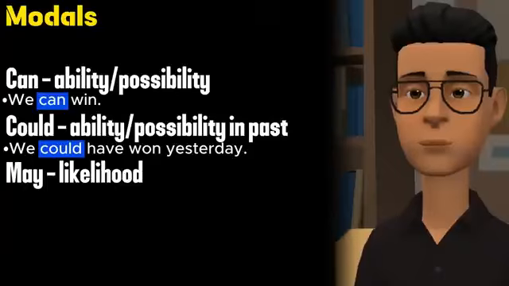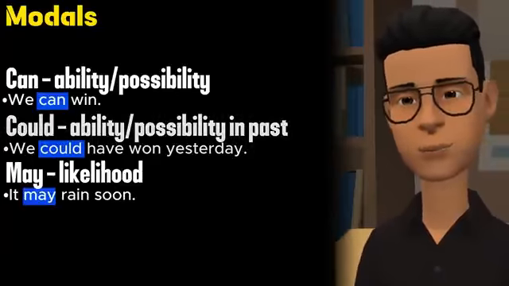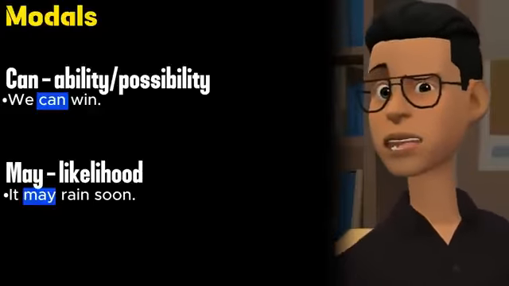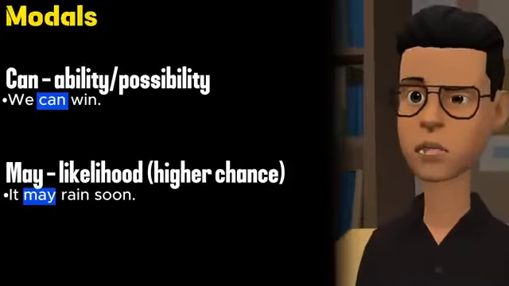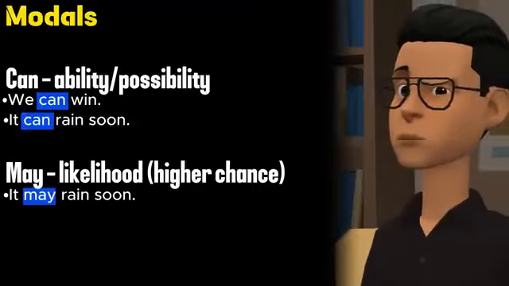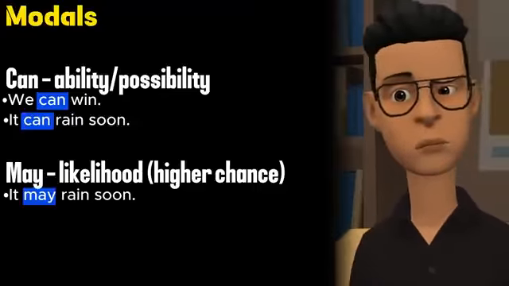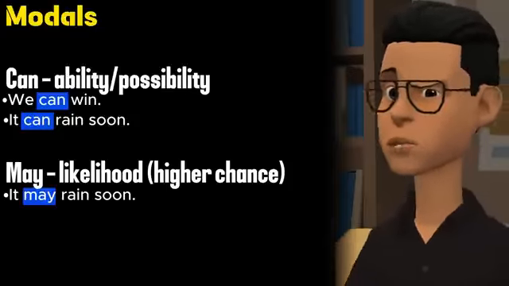May. It is used to show likelihood. For example, it may rain soon. The difference between can and may is that can expresses a possibility, but may expresses a higher chance of possibility. For example, it can rain soon. It shows that it is possible that it will rain. And it may rain soon. It shows that it is more likely that it will rain.